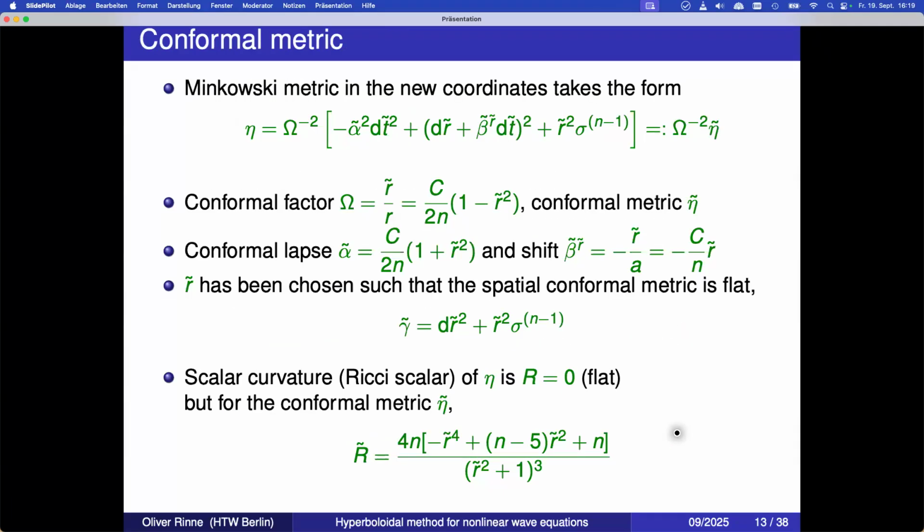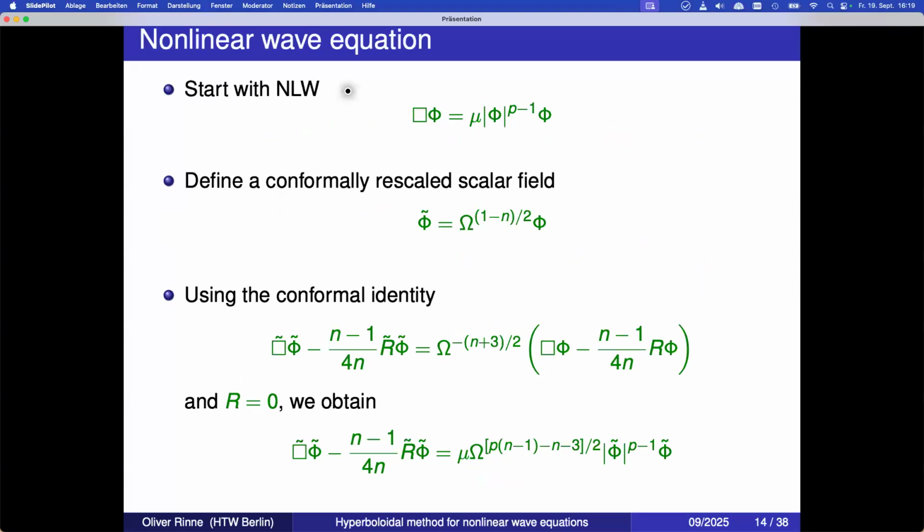So now we've basically worked out the conformal metric. Let's turn now to the nonlinear wave equation. Here it is again in our standard coordinates. Now it turns out I also want to define a rescaled scalar field, which I'm going to call phi tilde. It is rescaled by the conformal factor in this way here. Because if you do this, then there is a remarkable conformal identity, which is written here, which says that this combination, the wave operator minus this term times the Ricci scalar times phi, is essentially conformally invariant.